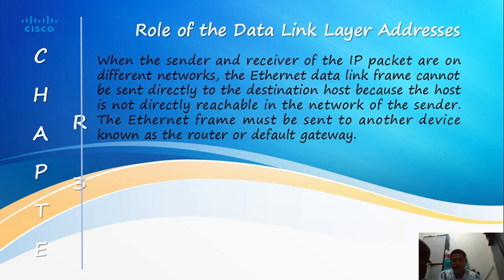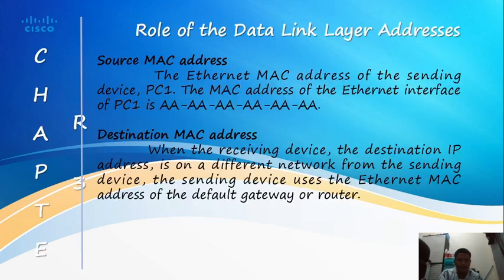Role of the data link layer addresses. The source MAC address is the Ethernet MAC address of the sending device, PC1. The MAC address of the Ethernet interface of PC1 is AA-AA-AA-AA-AA-AA. Destination MAC address. What is the destination MAC address? When the destination IP address is on a different network from the sending device, the sending device uses the Ethernet MAC address of the default gateway or router.